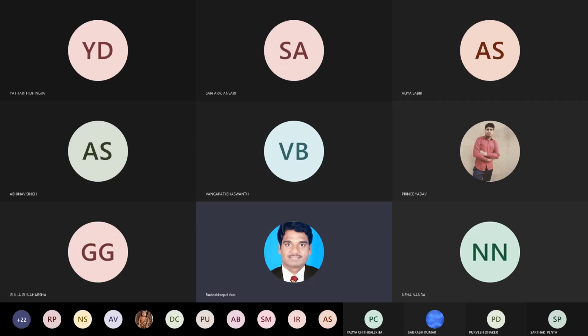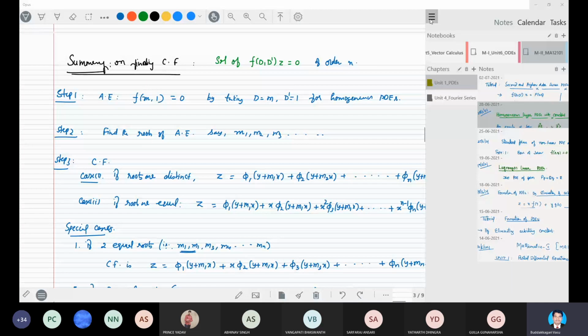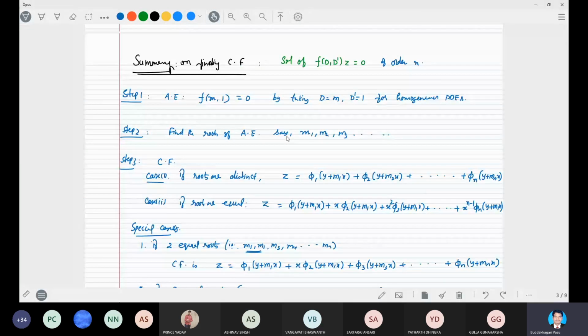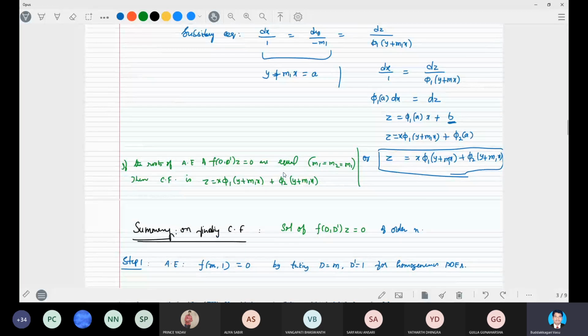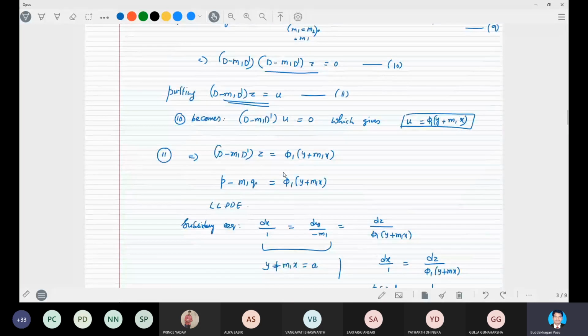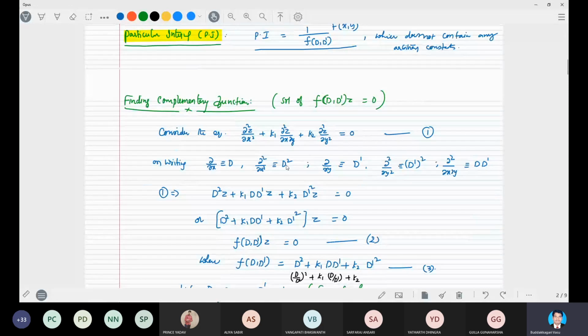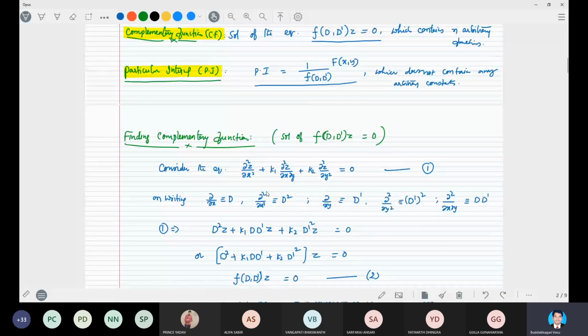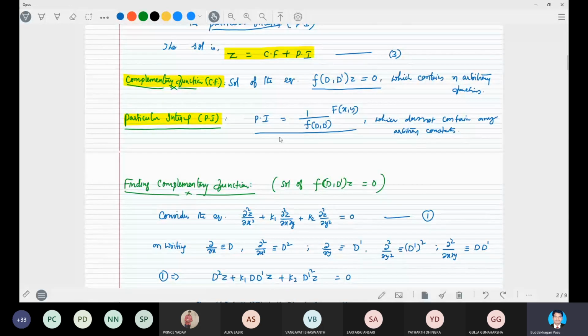Before going to that, we will revise the main concept on the solution of higher order PDEs. Usually, these higher order PDEs were written in the complementary operator form, symbolical form, f(D, D') z is equal to f(x, y).